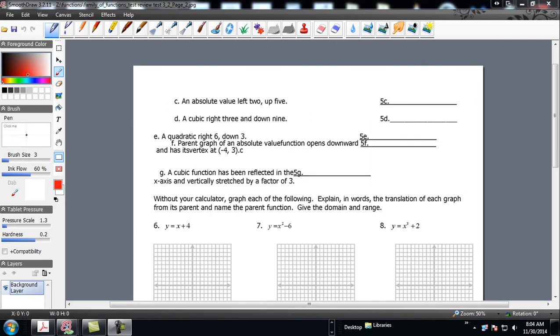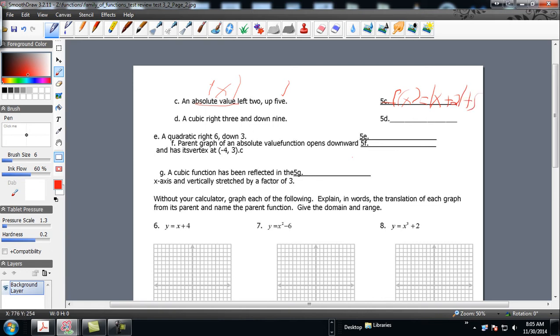Now we're ready for page 2. Right here, absolute value. You know that's the absolute value of x is the mother function. Let's make this pen a little bit thicker. All right, that's a little better. So it's going to be f of x equals absolute value of x plus 2 plus 5, left becomes plus.